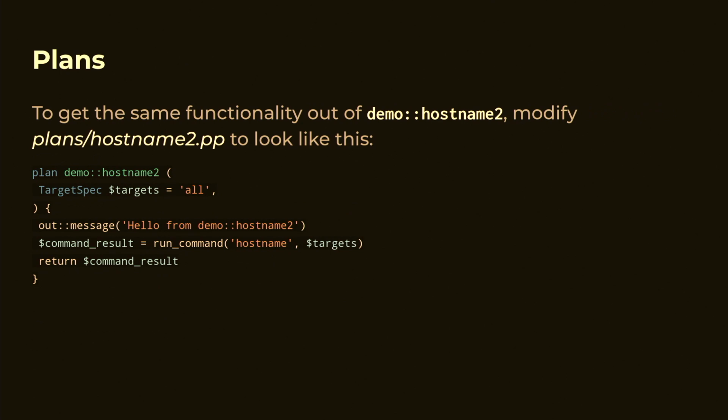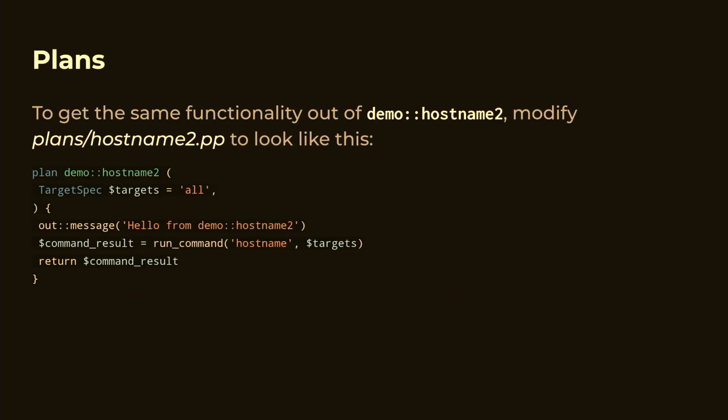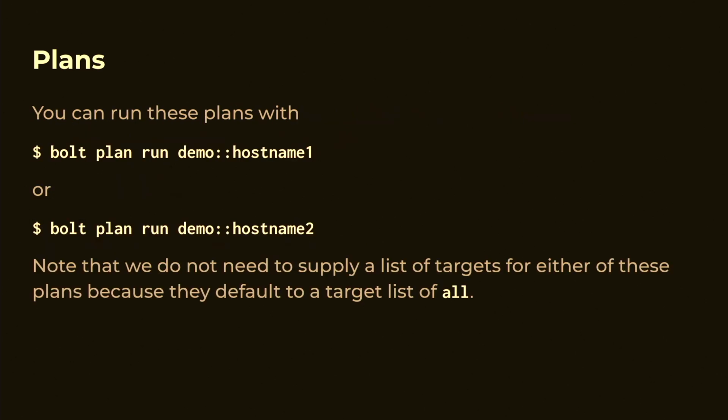So our Puppet plan looks like this, where we have the plan and then the plan name. We specify as a parameter to the plan the targets we want to run on. We call the out::message function to spit out a message, and then we do the run_command function in order to run the command hostname on all of our targets, and we return a result. Running those looks an awful lot like running everything else. You do bolt plan run and then the plan name. In this case, we don't have to give a list of targets. We can, but we don't have to, because in our previous example, we defaulted to a target list of all. So if we don't specify the list of targets, then it just runs on all of them.